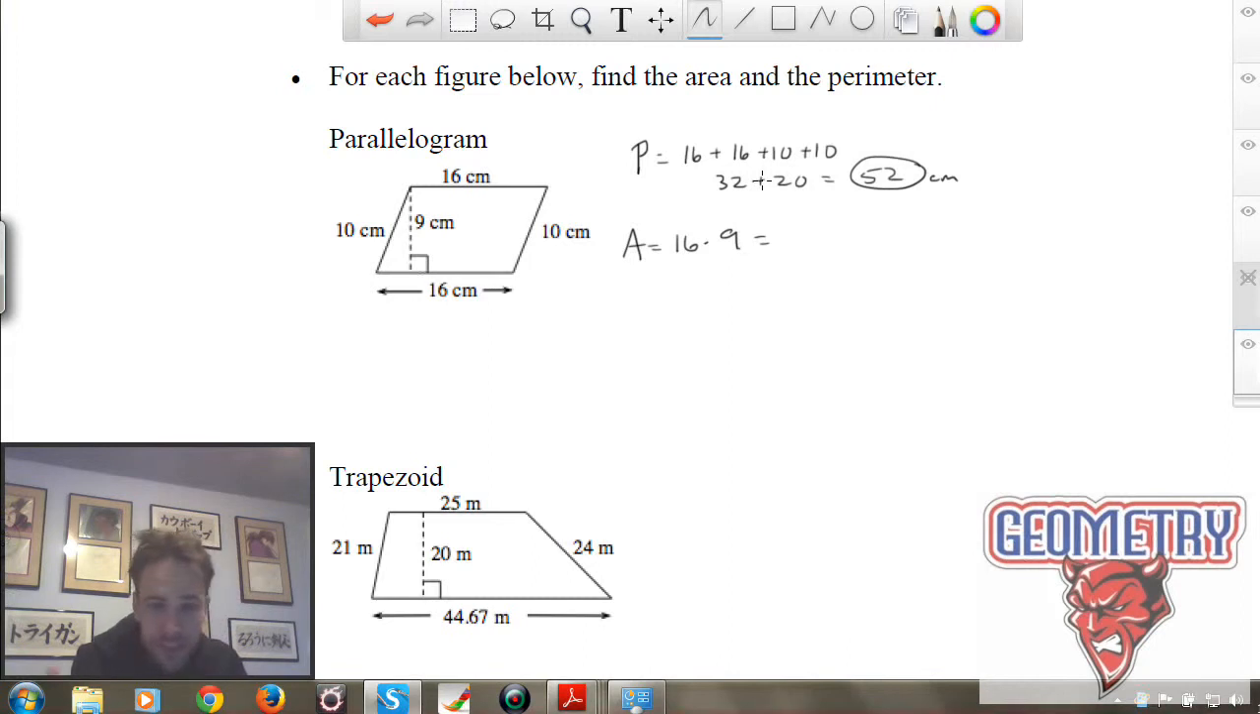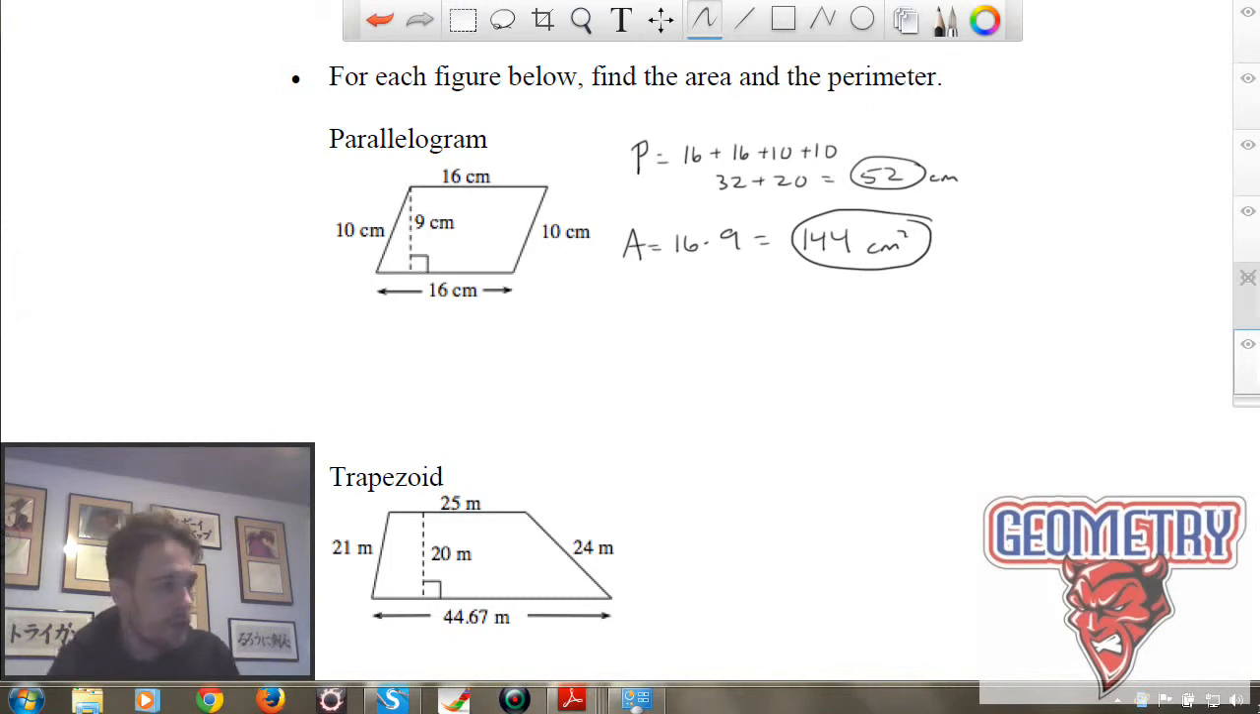So the area is 16 times 9. For 16 times 10, it'll be 160, and you take off 16 from there, so 144. Let's double check though. Yeah, 16 times 9 is 144. So 144 square centimeters for the area of that parallelogram.